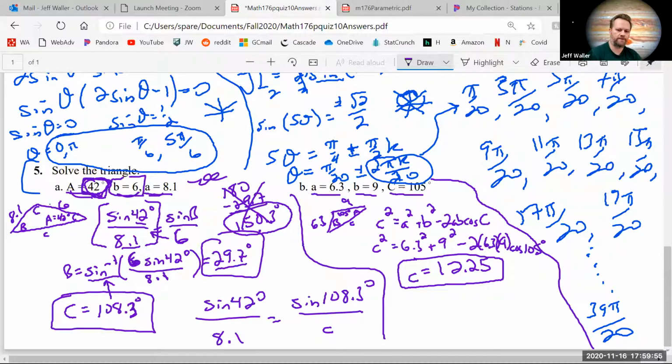Okay, let's see. Do I have any more room? No. That's all right, Jeff. You can do it. Sine of 105 over 12.25 equals, and it doesn't really matter, I'm going to use the one with fewer decimals in it, because once I get that, I can get the other one, because they all add to 180.